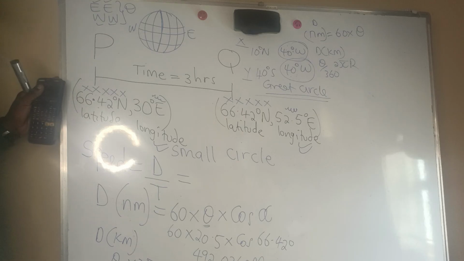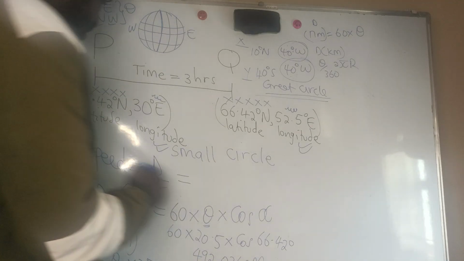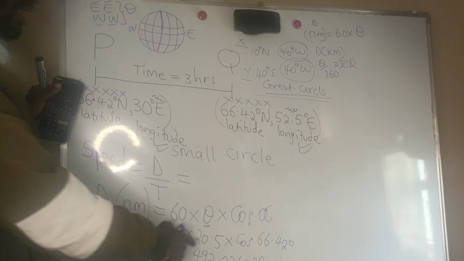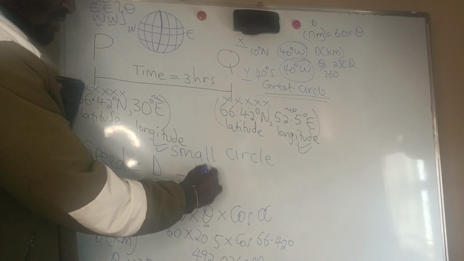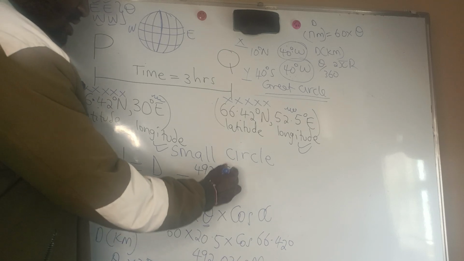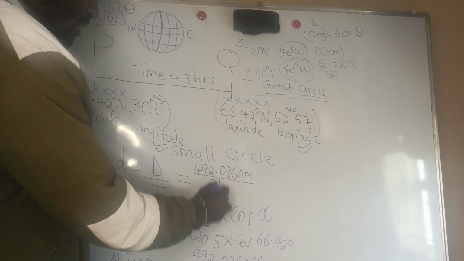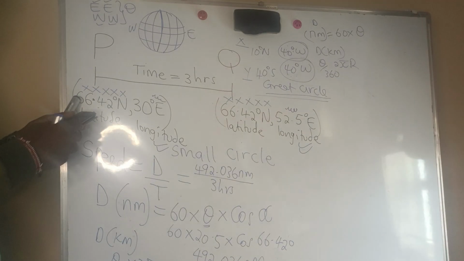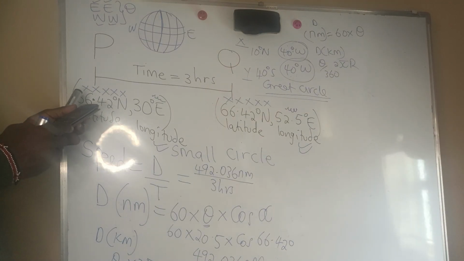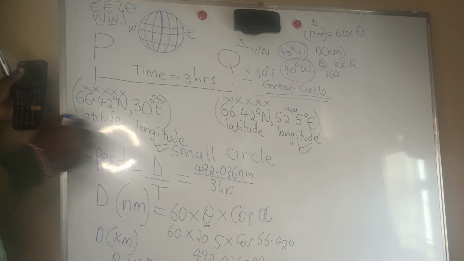Now, they had asked us to get the speed that the airplane was able to move at for it to move from P to Q. So you know very well speed is equal to distance over time. So distance is 492.036 nautical miles. Then we're dividing this by the time, which is 3 hours. So just divide this by 3. So it gives us 164.01.